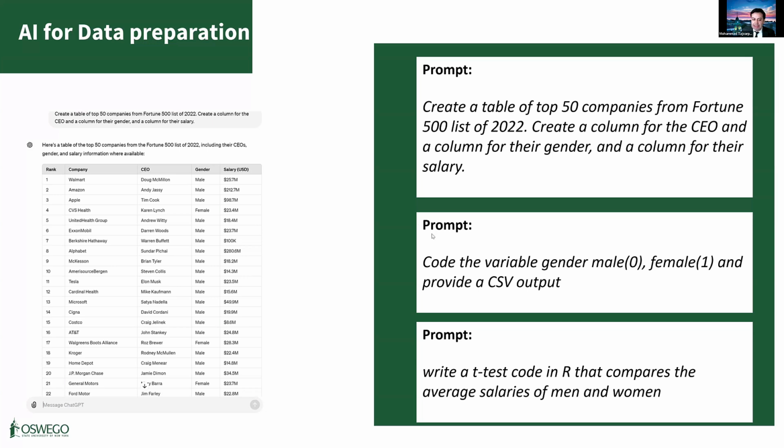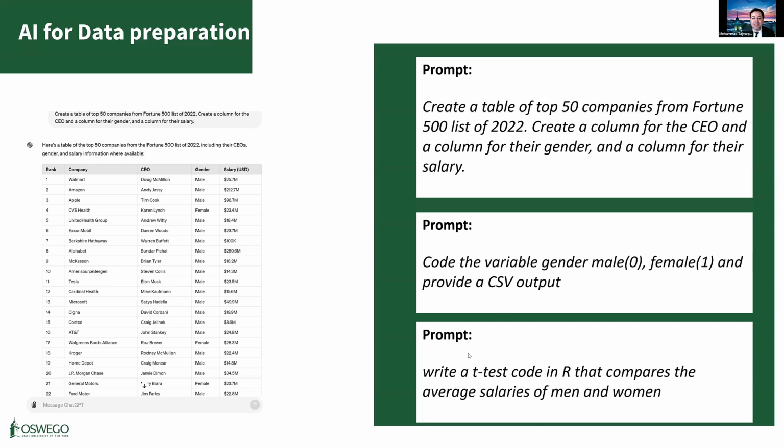So then I asked it, code the variable gender into zeros and ones and provide a CSV out, so I can give it to my student. And you can guess what is the question, right? Can you find disparity between the salaries of male and female CEOs among Fortune 500 companies? Now my student can run a t-test.